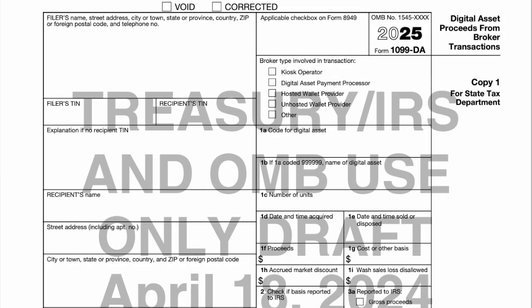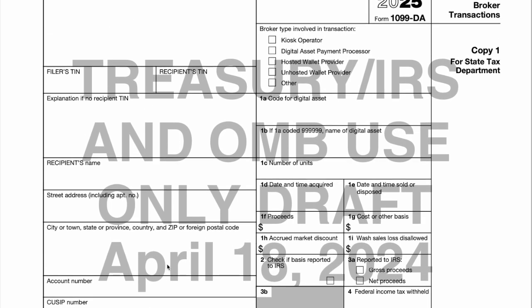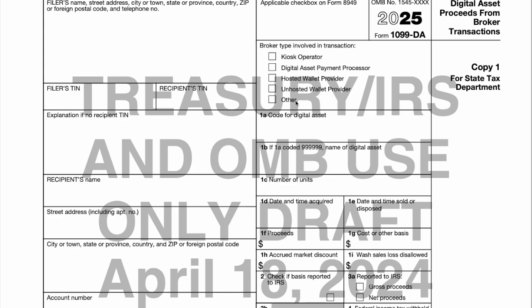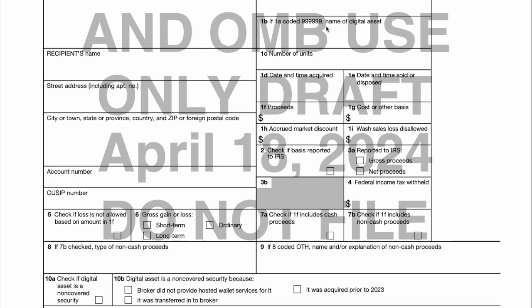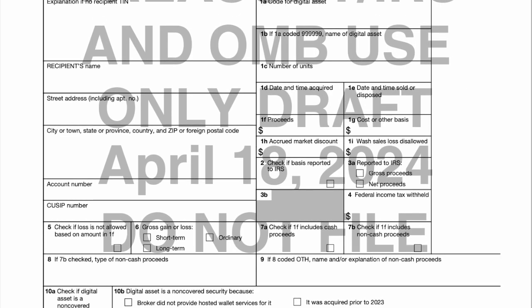Let's get into the details of the actual 1099-DA. Here's the actual form itself. Remember that this is a draft, so we're going to go through each one of the sections real quick. Filer's name, street address, normal stuff that you would see on a W-2 or a 1099, TIN, pretty pedestrian stuff here. Where it starts getting challenging is going to be in this section 1 area.